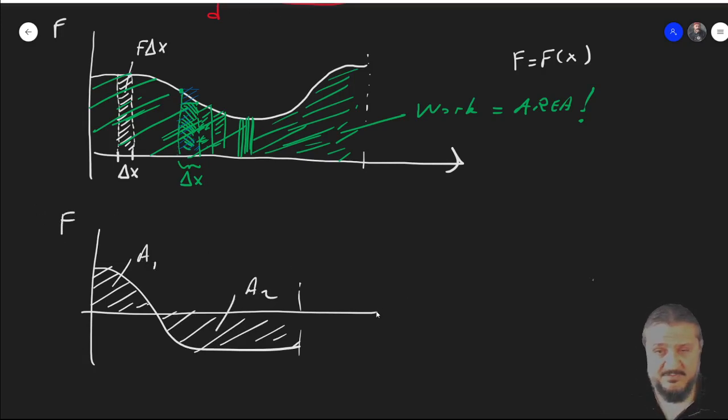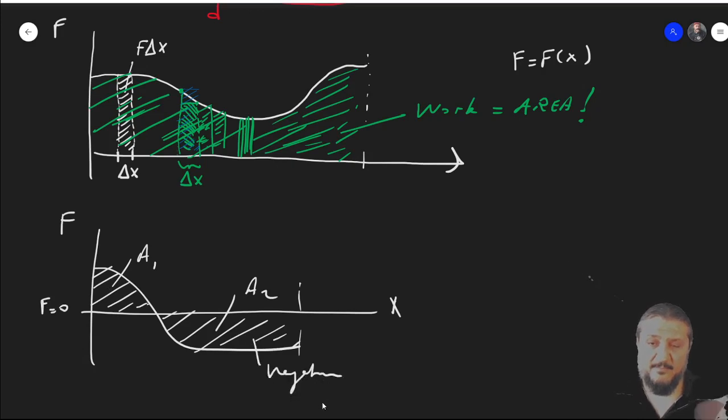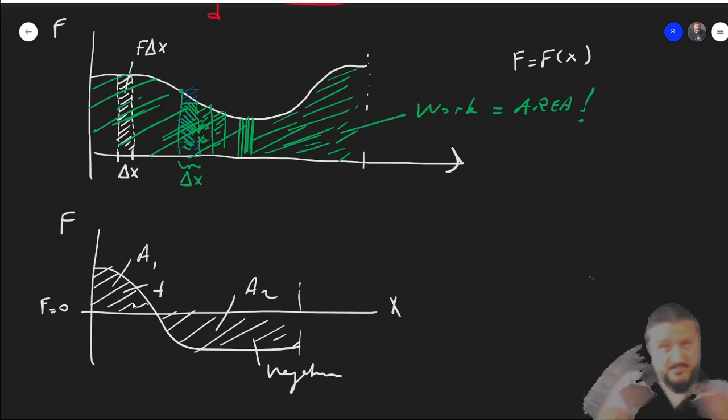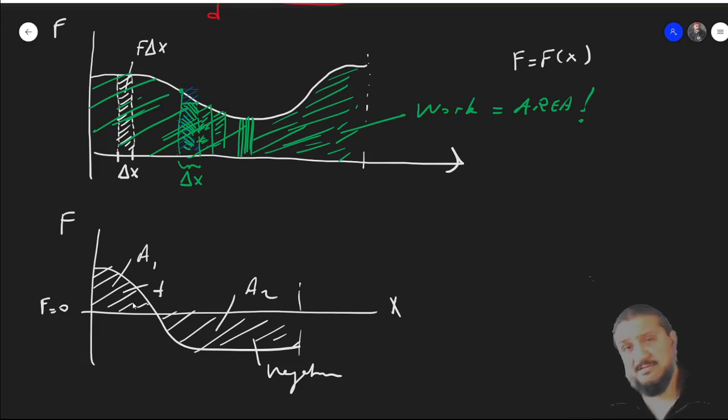This is the force-distance graph, x. Whenever you have an area below the F equals 0 line, these will be negative, and these will be positive. Okay, so when you're adding them up, you take that into account. You subtract some of the areas from the others. So that's all, for varying forces.